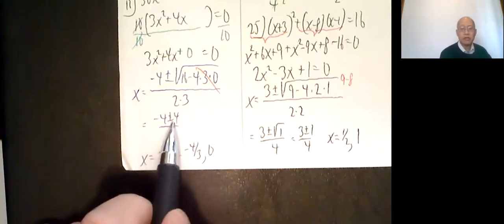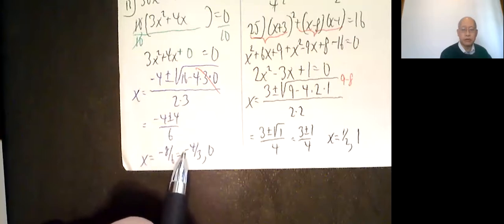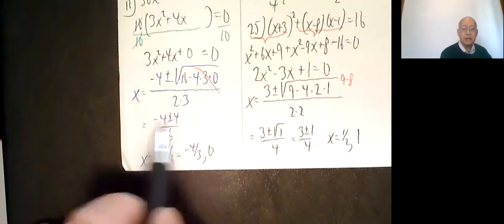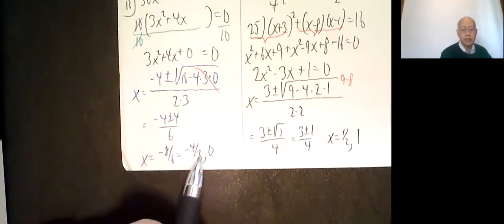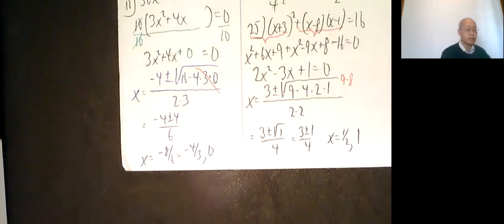So negative 4 minus 4 is negative 8 over 6, which is negative 4/3. Negative 4 plus 4 is 0. 0 divided by 6 is 0. So my two solutions are negative 4/3 and 0.